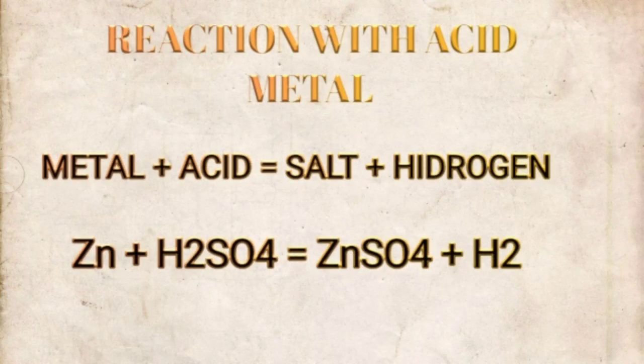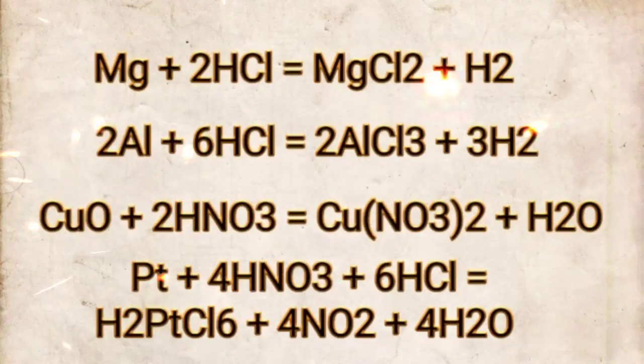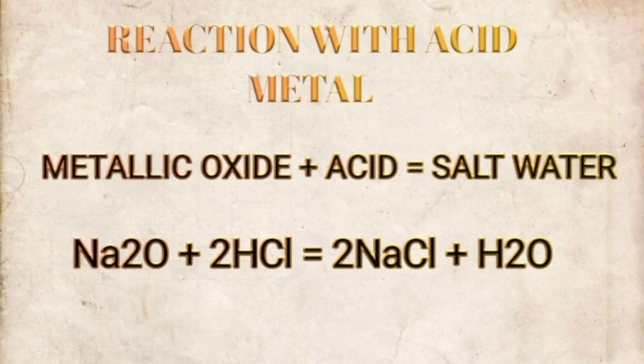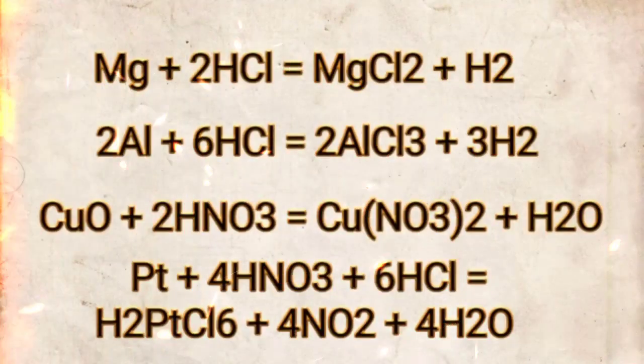Mostly, metal plus acid gives us salt plus hydrogen gas, but sometimes it can be different. For example, magnesium reacts with hydrochloric acid to give magnesium chloride plus hydrogen gas. In the same way, aluminium reacts with hydrochloric acid to give aluminium chloride plus H2 gas, but copper is less reactive than hydrogen. That's the reason copper oxide plus nitric acid will give you copper nitrate plus water.